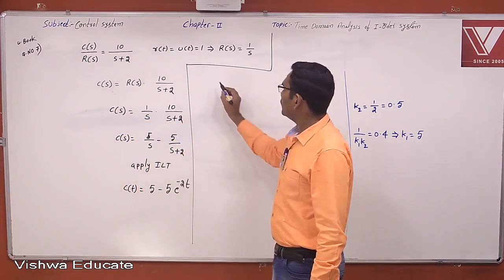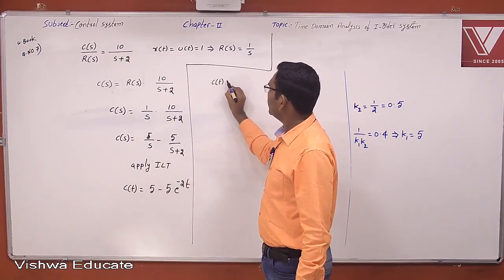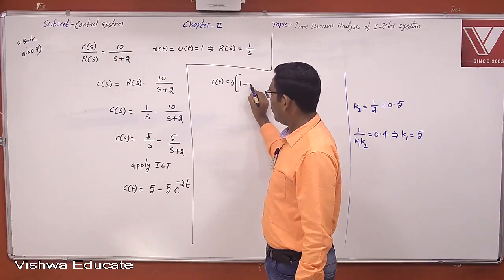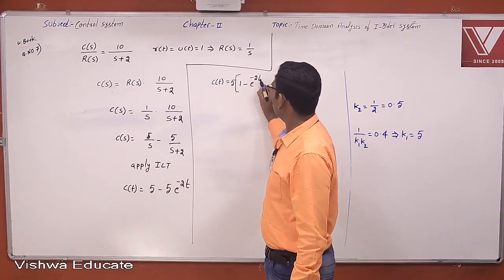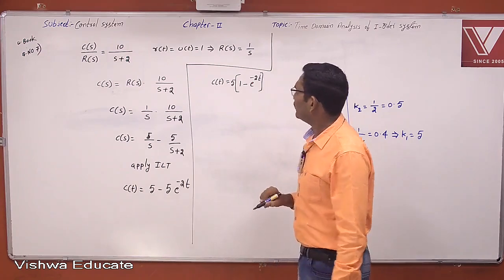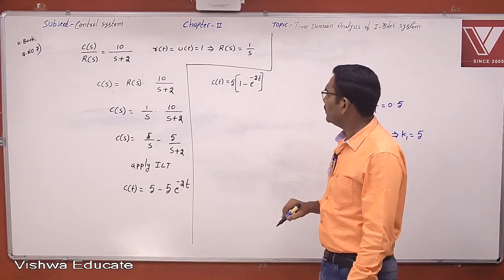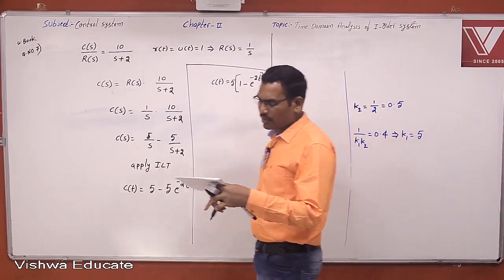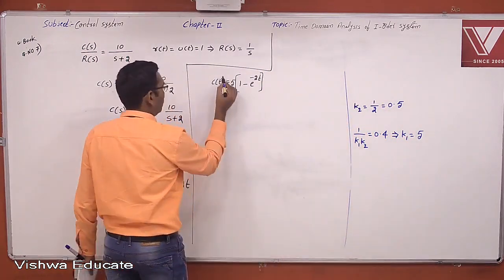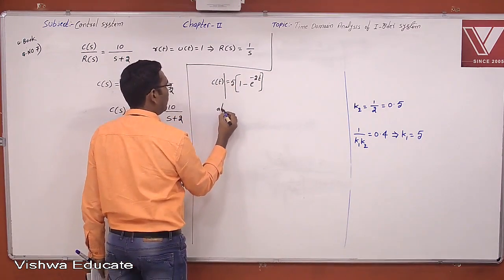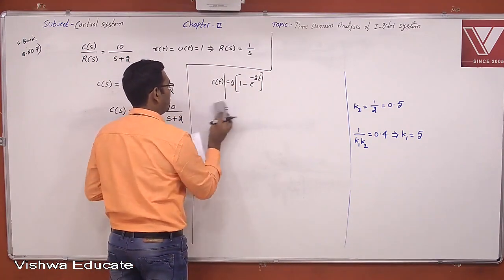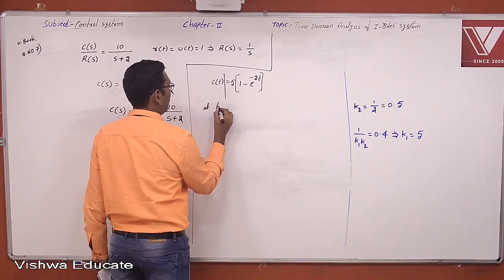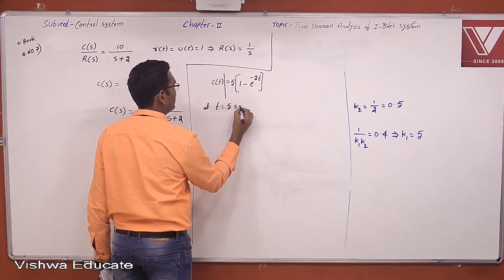So what is C of t? Now this is C of t, which is equal to the unit step response, 5 into 1 minus e power minus 2t. Now what is he asking? He is asking for the response to a unit step input at t equal to 5 seconds.